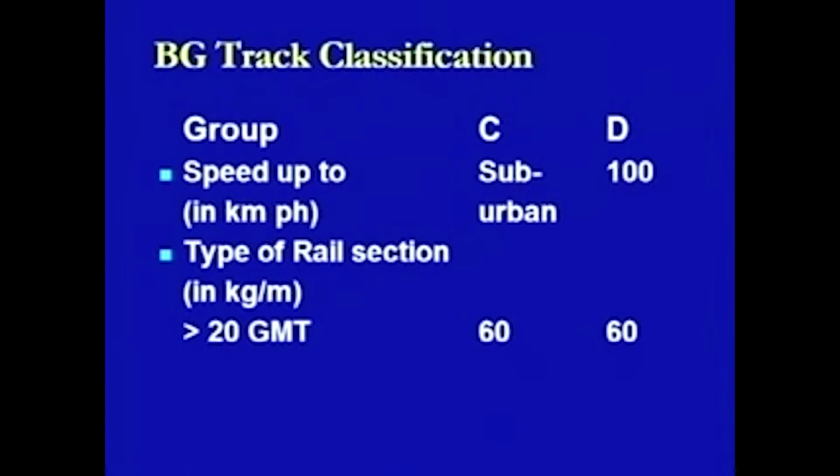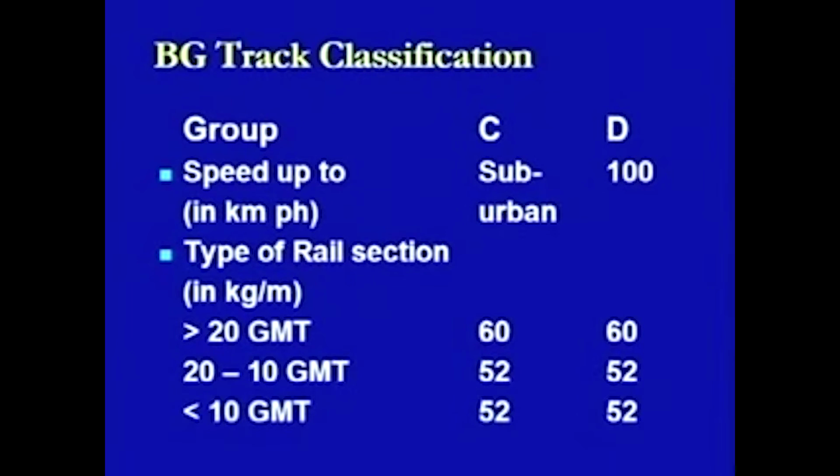The type of rail section, again in kg per meter section weight, is defined for the rest of the three categories, that is greater than 20 GMT, 10 to 20 GMT and less than 10 GMT. In this case too, the rail section used is 60 kg per meter for the traffic load of greater than 20 GMT in both C and D categories of broad gauge track classification. Whereas in the other two categories, from 10 to 20 GMT and less than 10 GMT, for both C and D broad gauge track classification, the type of rail section used is 52 kg per meter length.